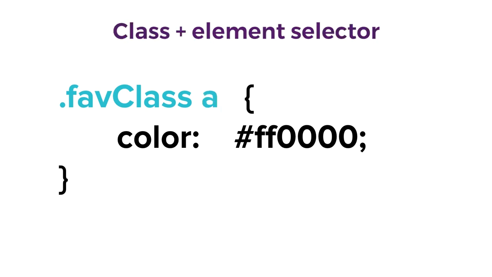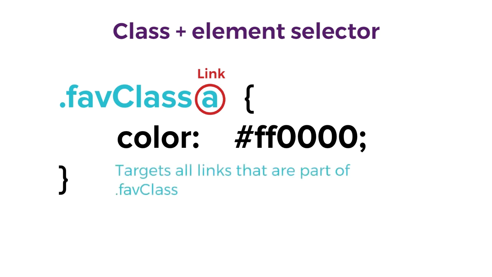Our selector can also contain a class and an element selector. What we haven't talked about really is how this little A in our CSS or HTML, A stands for link. So let's say that we want all of our links to be a certain way in a class, if it belongs to a class. This would be one way that we can target it.